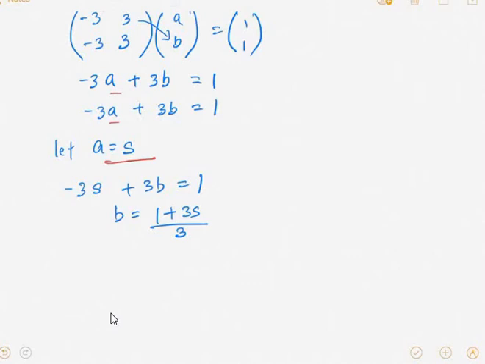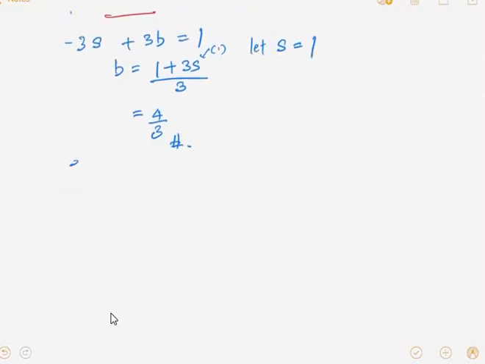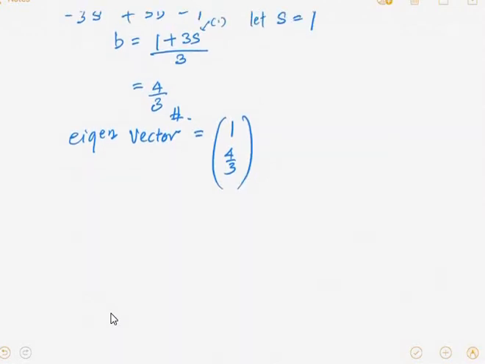And then you let s equal to 1. So you have 1 plus, this is 1, so you have 4 over 3. So your eigenvector is equal to 1 and 4 over 3. Okay, this is the first solution.